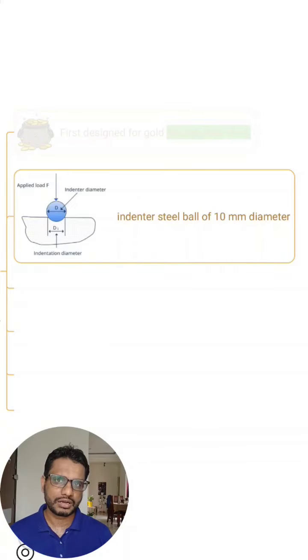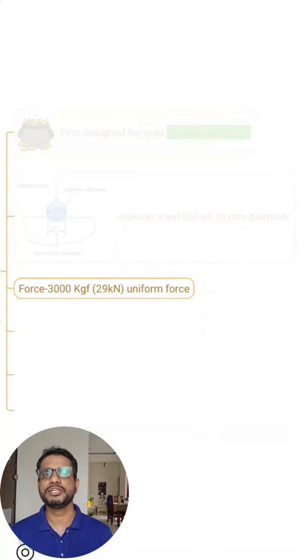There will be of course a hemispherical kind of indentation. So we measure the diameter of this indentation and calculate the hardness of the material. Basically, the hardness is generally calculated by force upon area formula. Okay. Now, how much force do you apply? The force generally used is 3000 kilogram force, that is 29 kilonewtons.